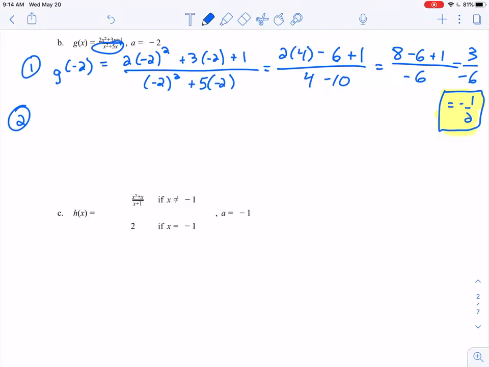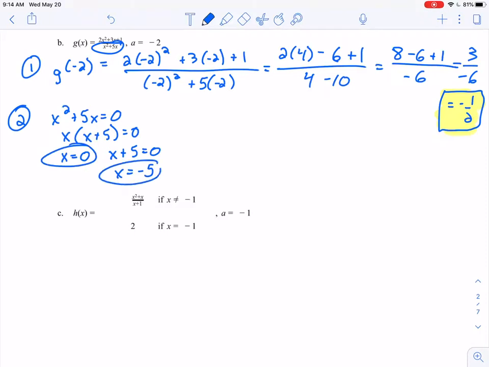I'm going to take my denominator, x squared plus 5x, set it equal to 0. I can factor: x times x plus 5 equals 0. Take each factor, set it equal to 0. So x equals 0, and x plus 5 equals 0 gives me x equals negative 5. So I know that I have vertical asymptotes or holes, depending on how that numerator factors. In either case, vertical asymptotes or holes at x equals 0 and x equals negative 5. Neither one of those is x equals negative 1/2, which is good.